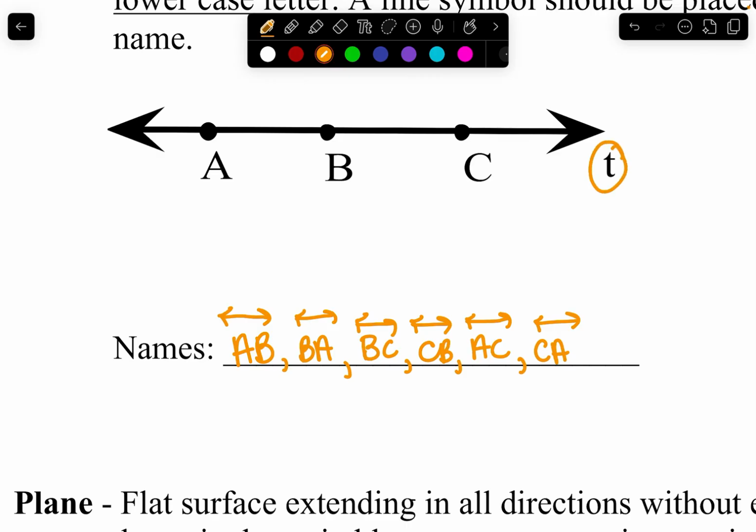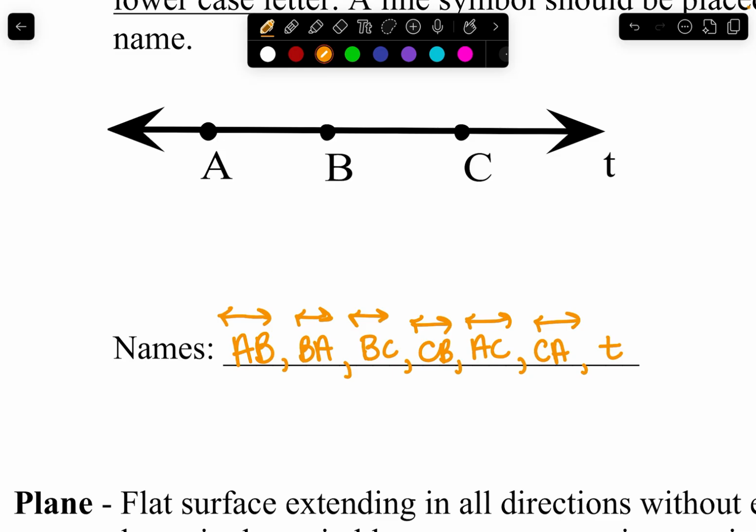It does not represent a point on my line. So I'm able to use that little lowercase letter and name this line t because it's not a point on the line, and it is a lowercase letter that I'm using to write the name of this line. I'm going to make sure that I write it without a line symbol over the top. And I'm going to redraw these because those looked kind of ugly.